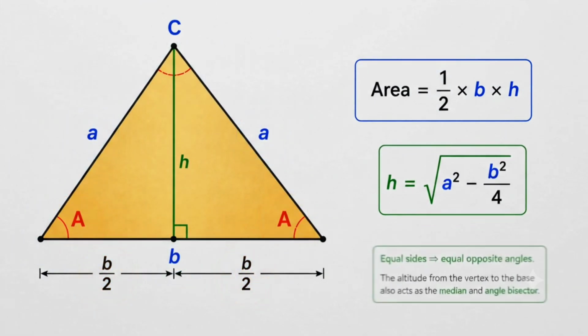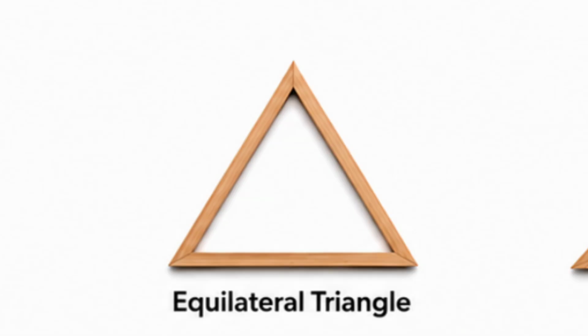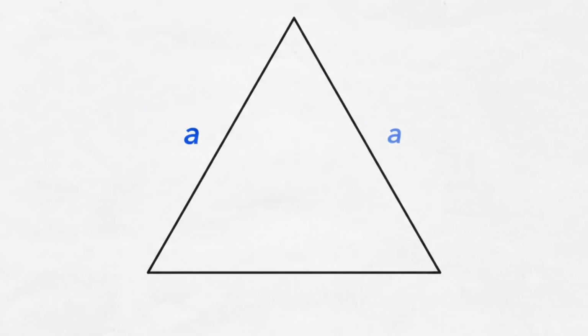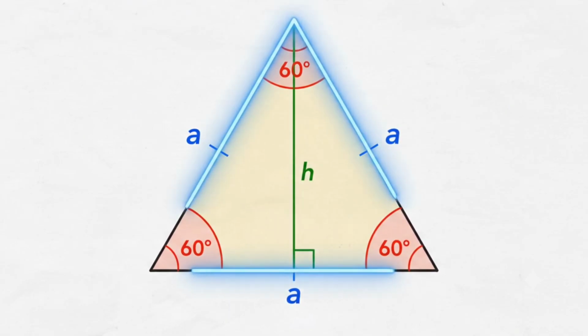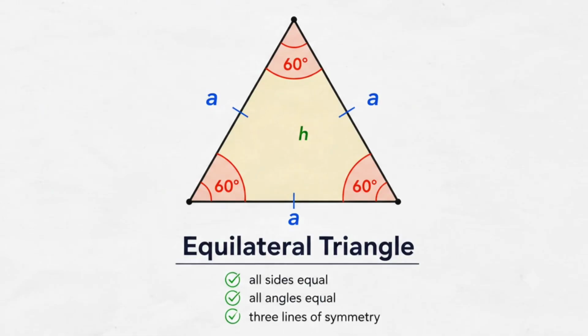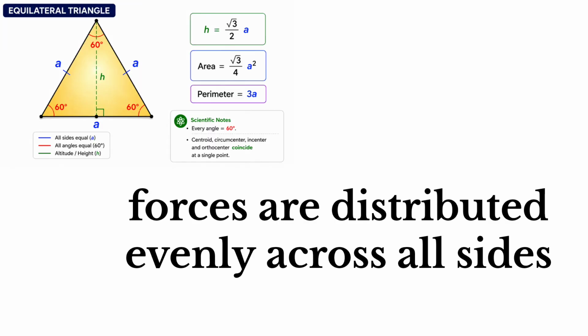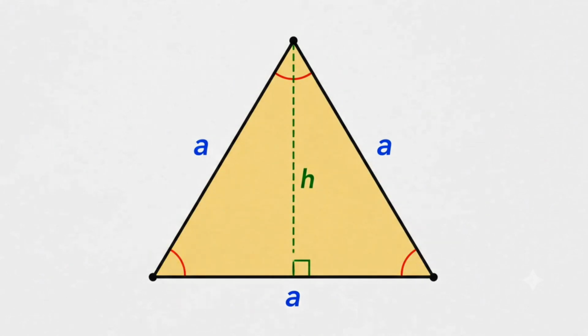If only the side lengths are known, the height can be found using H equals the square root of A squared minus B squared over 4. Equilateral triangle. An equilateral triangle has 3 equal sides and 3 equal angles of exactly 60 degrees. It is the most symmetrical triangle and one of the strongest geometric shapes because forces are distributed evenly across all sides. If every side has length A, the perimeter is P equals 3A.